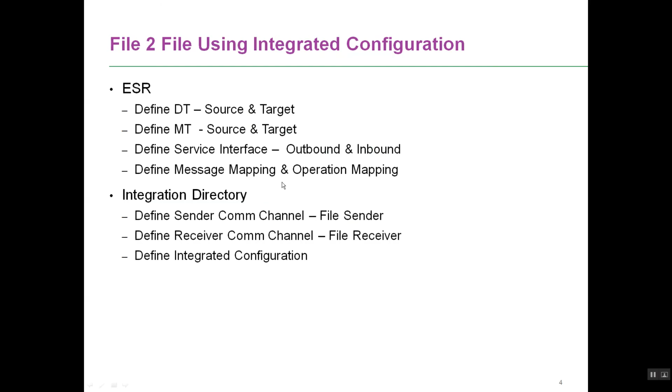Where is the difference? The difference lies in the integration directory. In the integration directory, we would define a sender communication channel and a receiver communication channel, and we would end up defining a new object that is called an integrated configuration. Previously, we would have created a sender agreement, a receiver determination, an interface determination, and a receiver agreement. Now, instead of those four objects, we are going to create only one object, which we are going to call an integrated configuration, and that would enable us to configure our interface. All right. So now I shall meet you back again within the PI server.